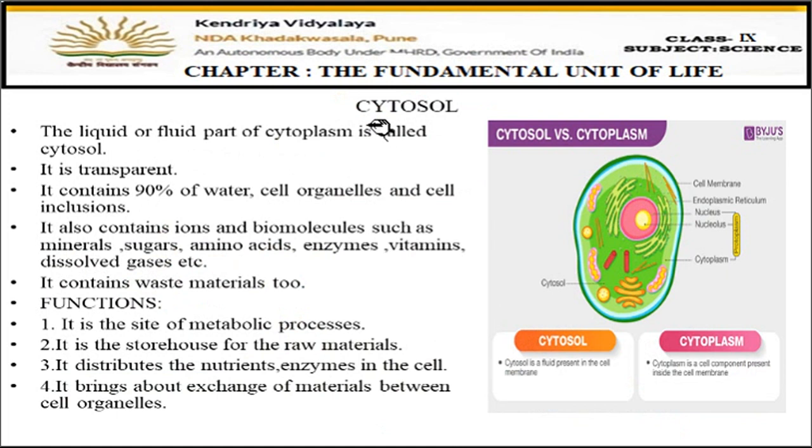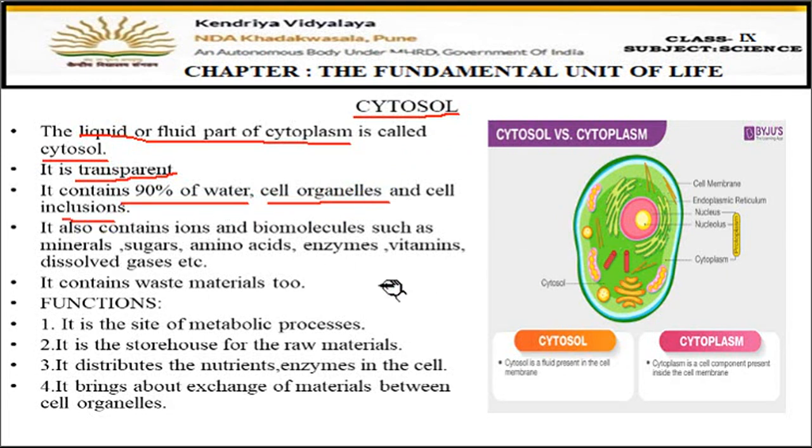Now let us see the first point, that is, what is cytosol. The liquid or fluid part of cytoplasm is called cytosol. Because it is the liquid part, it is generally transparent in color, no color to it. And this cytosol contains 90% water. It has cell organelles also, and it has cell inclusions also.